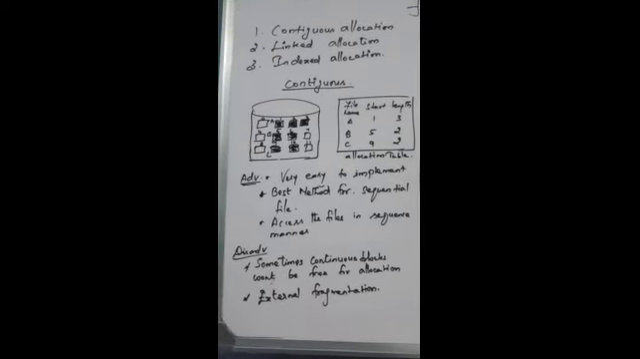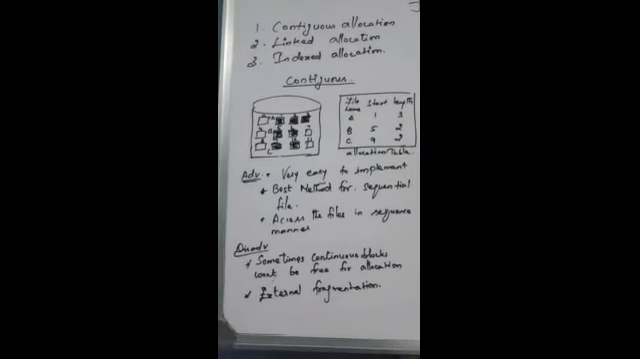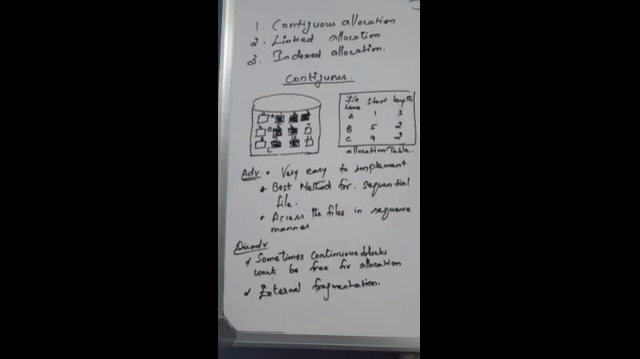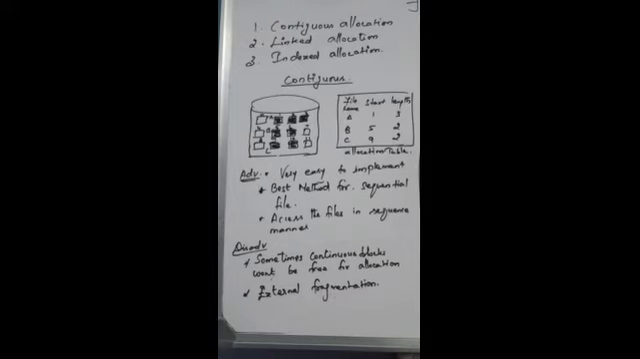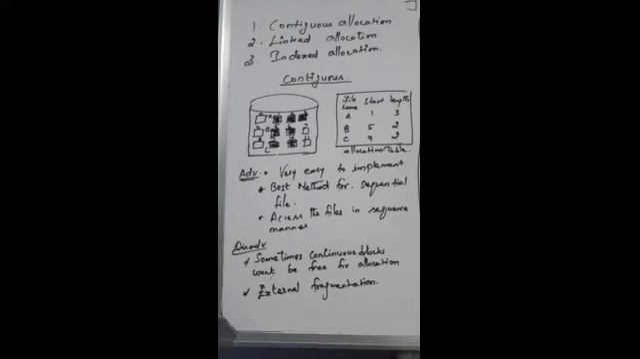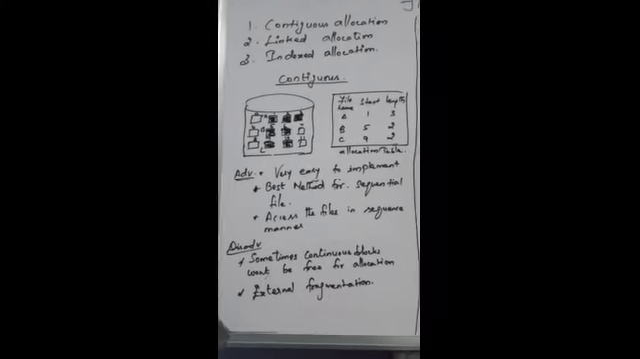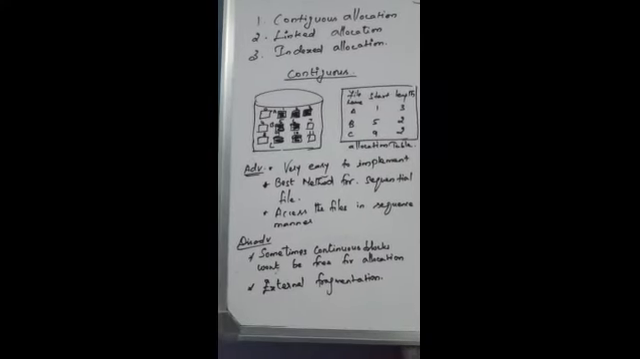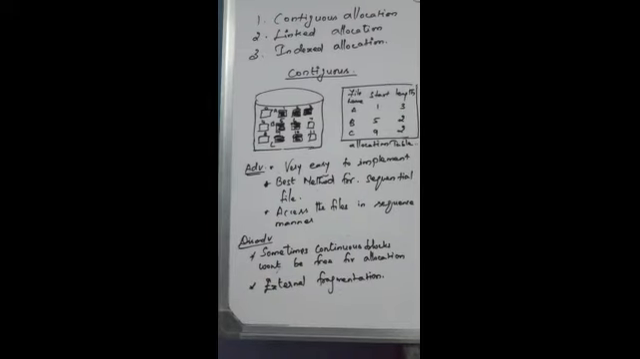Dear friends, today we are going to discuss the various file allocation methods. Normally, the files will be stored in secondary devices such as the hard disk. The hard disk will be divided into several blocks. The files will be stored in these blocks.